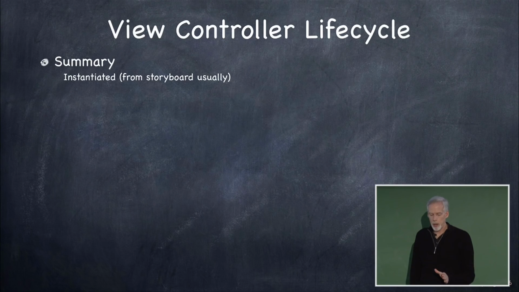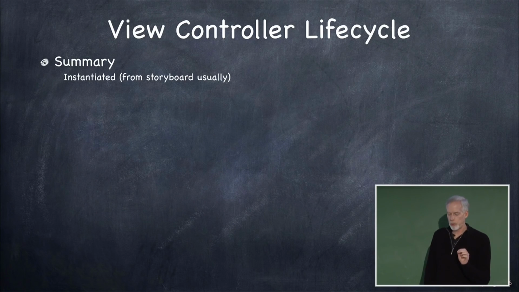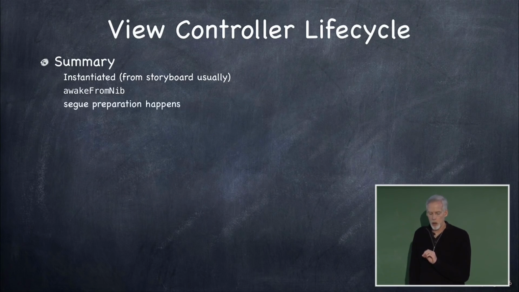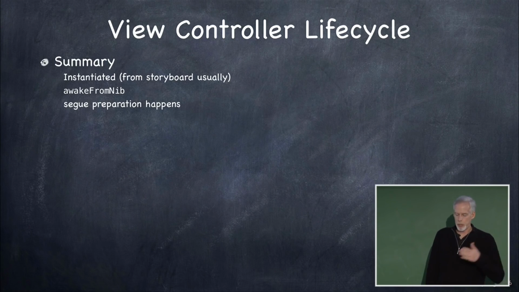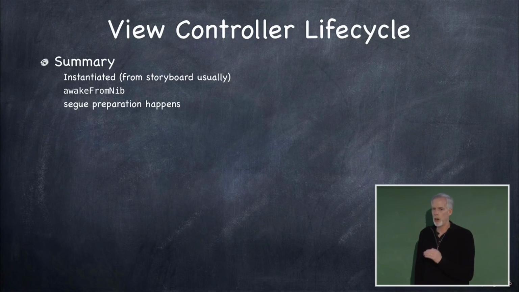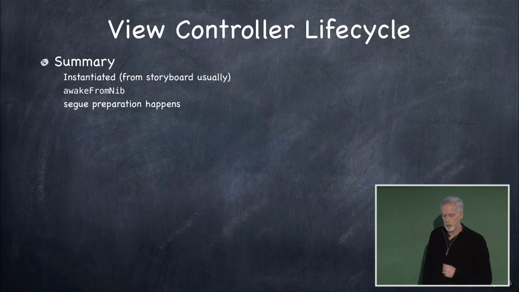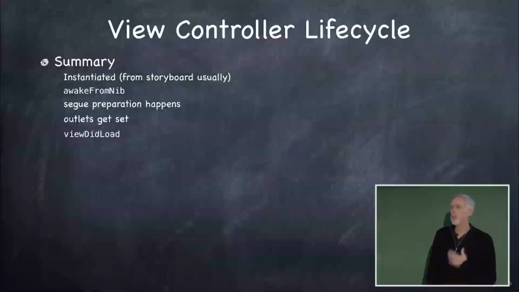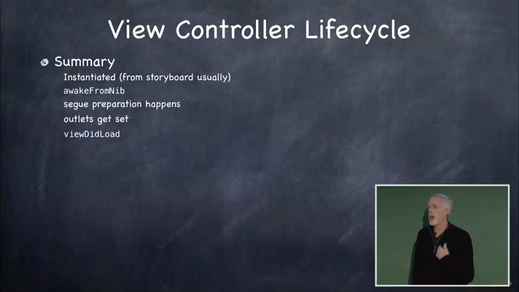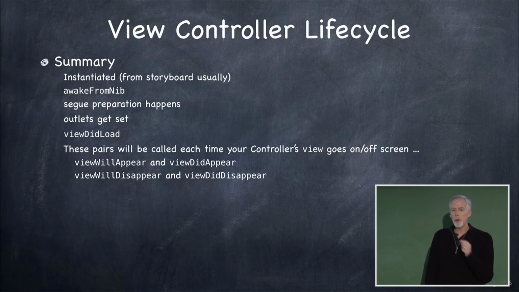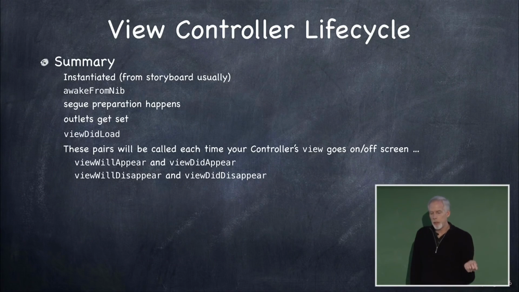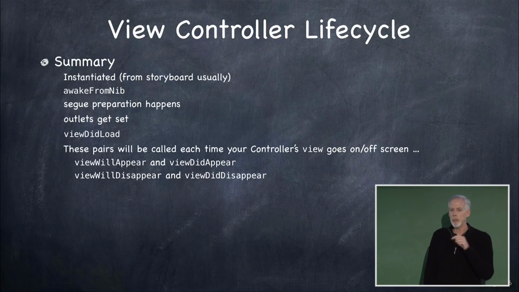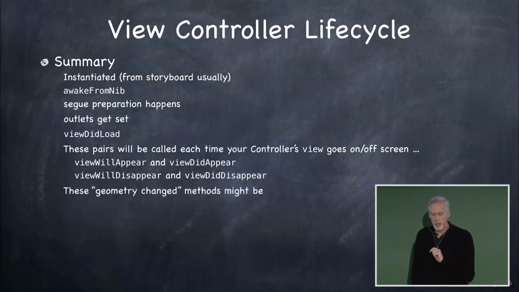Okay, so here's the summary of the life cycle. You're instantiated, usually from your storyboard. Awake from nib is then called. Segue prep happens if you're being segued to, which you almost always are when MVCs are being created. Then your outlets get set, just things like the display in the calculator. Then view did load gets called, and you can do a lot of nice initialization here that's not geometry related. Then view will appear and did appear, and then view will disappear and view did disappear will be sent to you as you appear and disappear on screen.